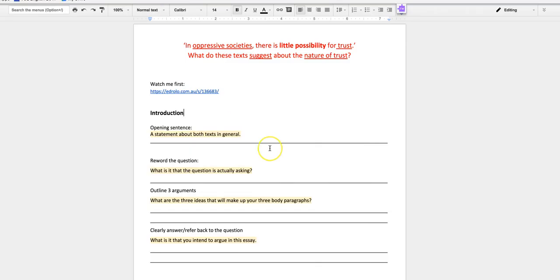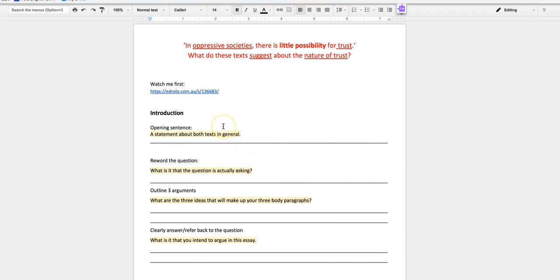Anyway, back to mine. So here's how I do an introduction. Here's what I teach. From Year 7 right through to Year 12, it stays the same. I say an introduction has 4 basic components. It has an opening sentence, it has reword the question, you outline your 3 arguments, and you clearly answer and refer back to the question. All over the internet and from different teachers, you're going to see different versions of this, but for me, this is the same always from Year 7 to Year 12.